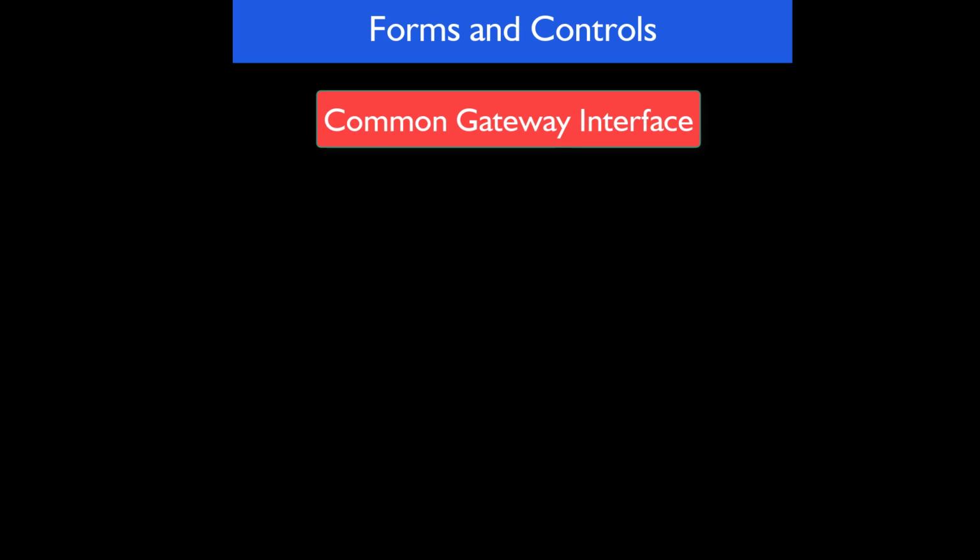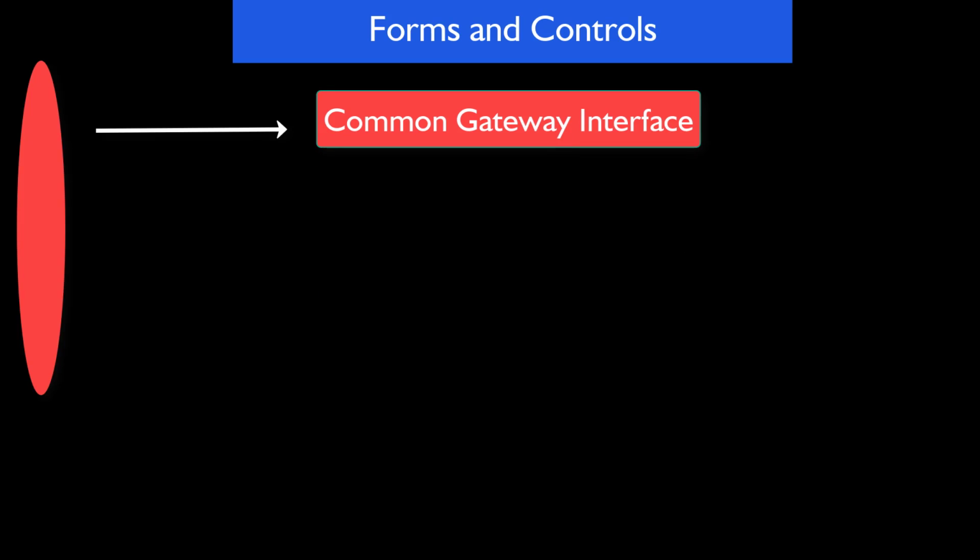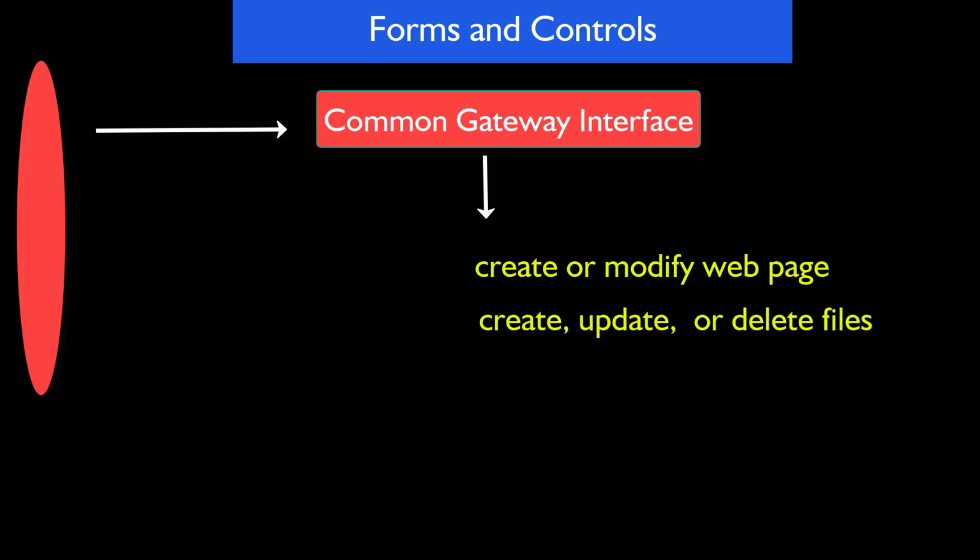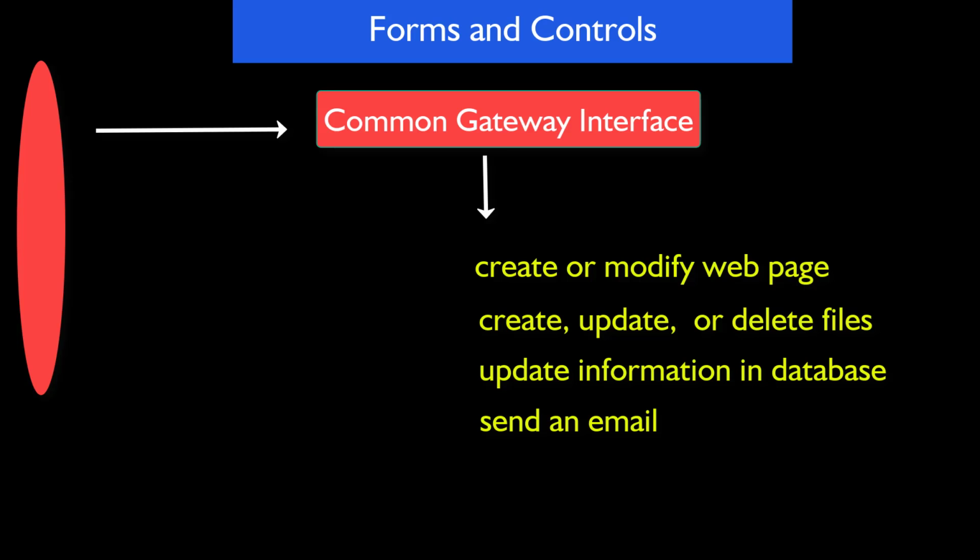A CGI generally accepts the data that was sent to it and creates a response, usually a new or modified page to be displayed. A CGI may also create, update, or delete files on the server and update information in a database on the server, and even send an email. It is all server-side work. We don't discuss how to program CGIs in this course. That information is found in the advanced course.